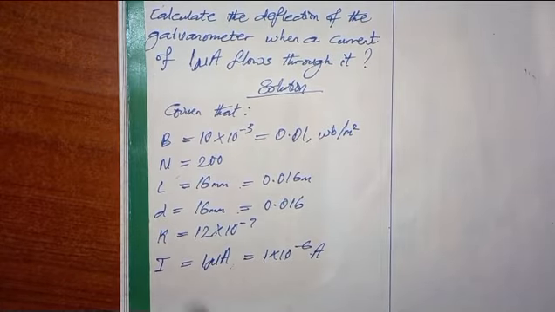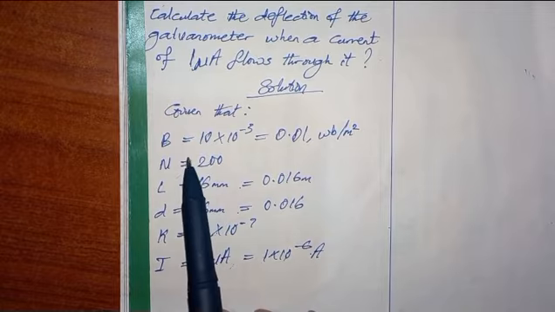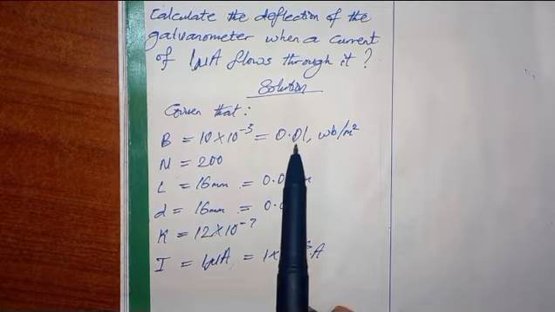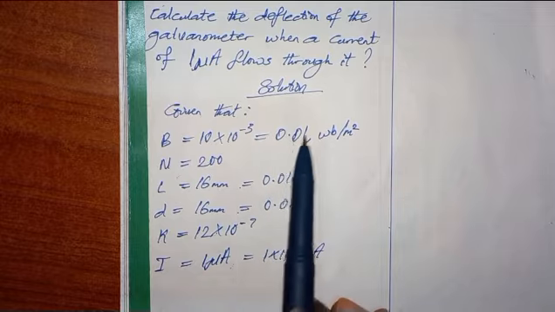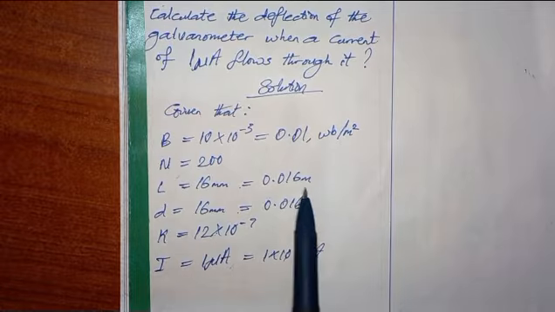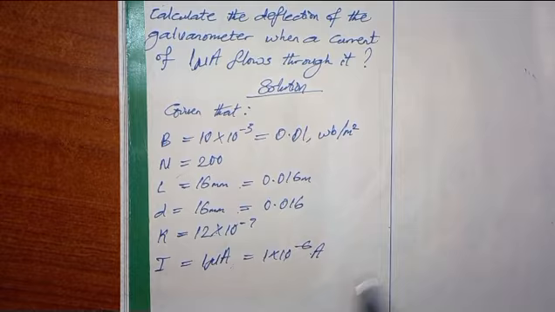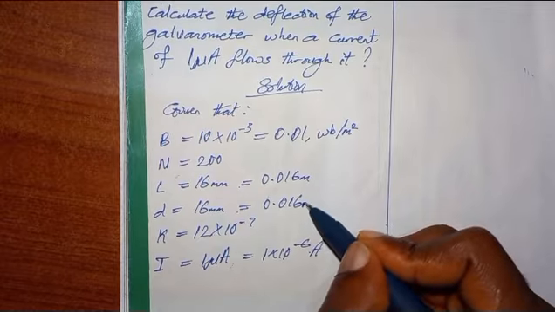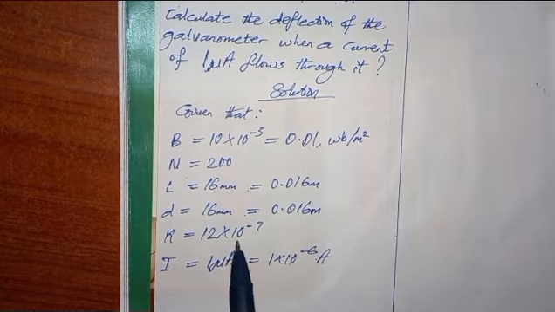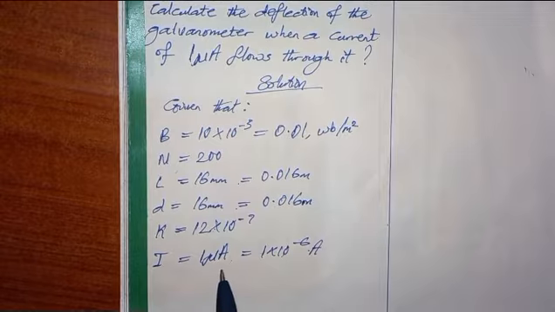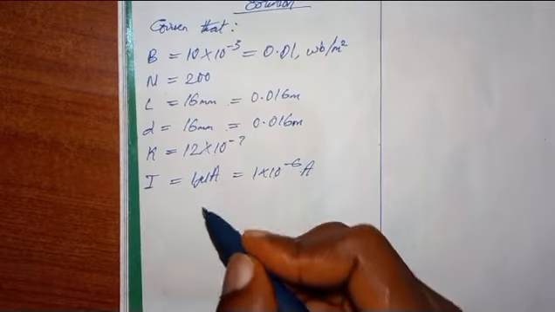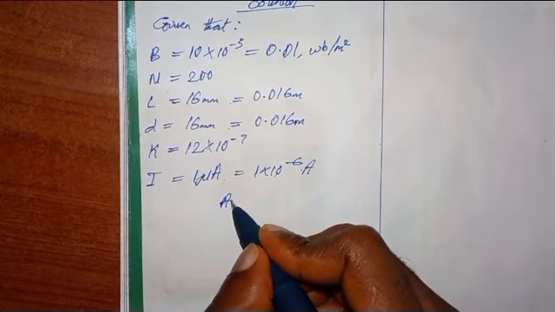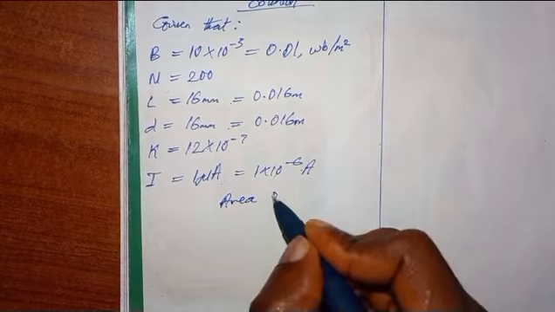I convert everything, for example this B, I remove this minus 3, and this one from millimeter to meter, and the constant that is given, from microamp to raised to power minus 6. Then firstly we have to solve for the area of the coil.